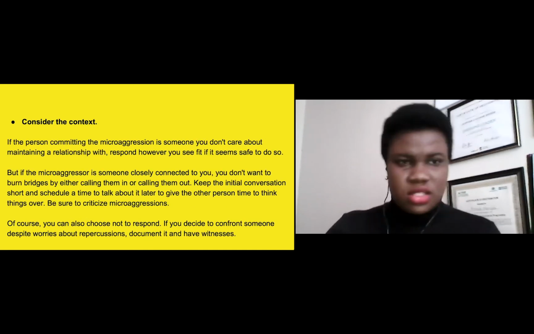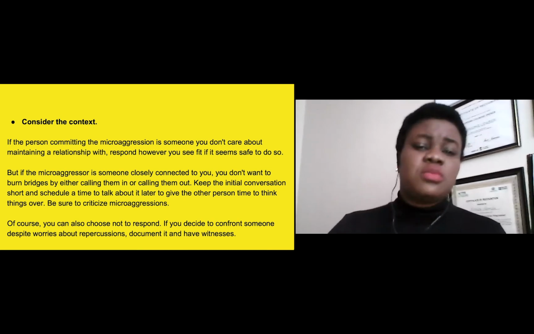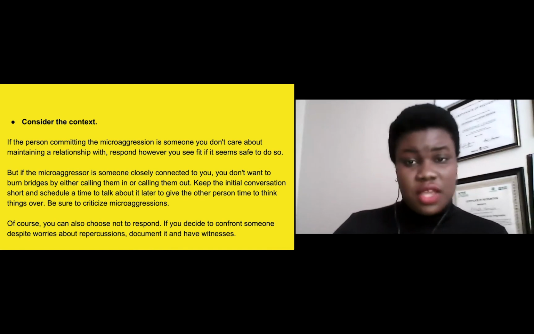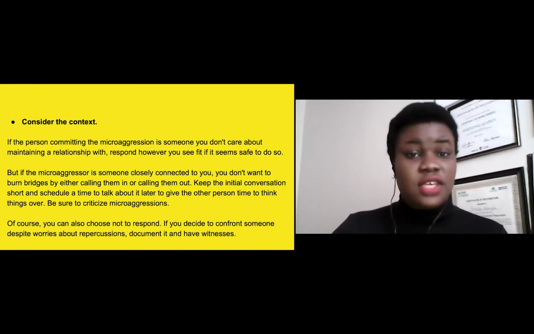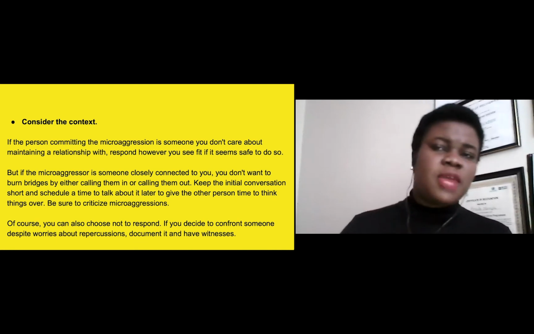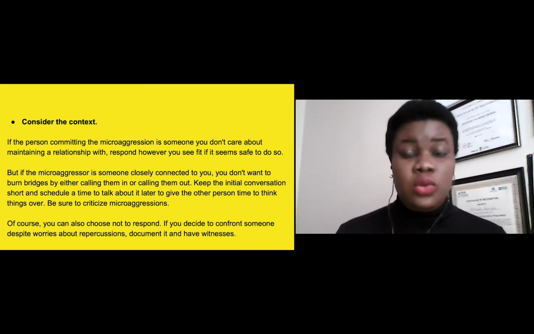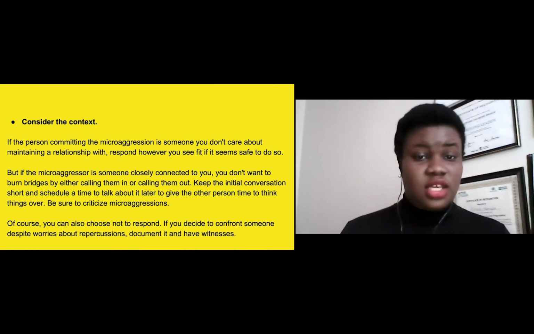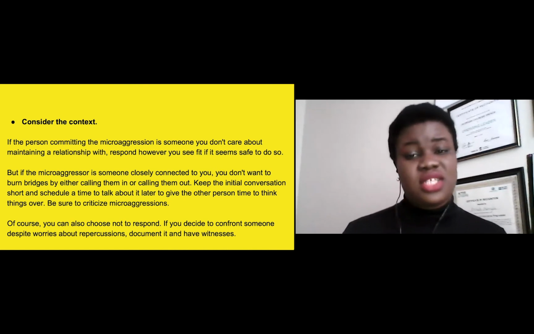So consider this context. If the person committing the microaggression is someone you don't care about maintaining a relationship with, respond however you see fit if it seems safe to do so. But if the microaggressor is someone closely connected to you, you don't want to burn bridges by either calling them in or calling them out. Keep the initial conversation short and schedule a time to talk about it later to give the other person time to think things over.